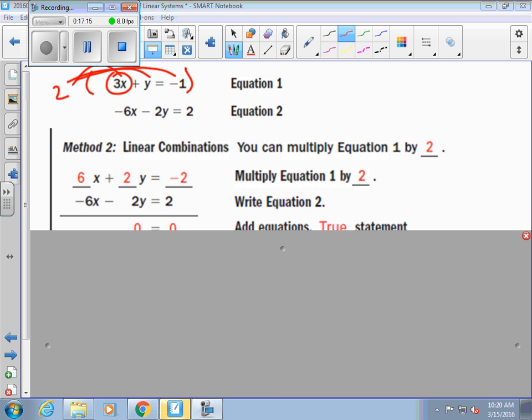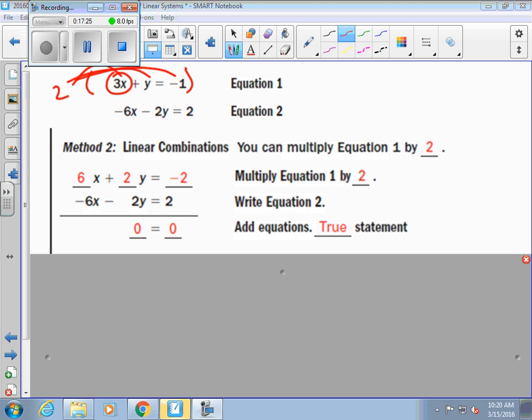So you have two equations now that have opposite coefficients. When you put 6x and -6x together, they eliminate each other. Notice this is gone. When you put 2y and -2y together, they eliminate each other. That's gone. And when you put -2 and +2 together, they eliminate each other. That's gone. So notice what you got. You got something that says 0 is equal to 0. You have a true statement.